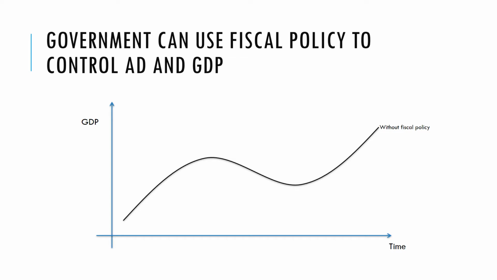If we have a look at GDP in the trade cycle, where we're saying that GDP typically over time goes through periods of growth, boom, recession, slump, growth, and then boom again. So if we imagine this was without any fiscal policy. And then what we're going to do is look and see, right, we're going to introduce a fiscal policy, and let's see what the impact might be on AD and then also on GDP.